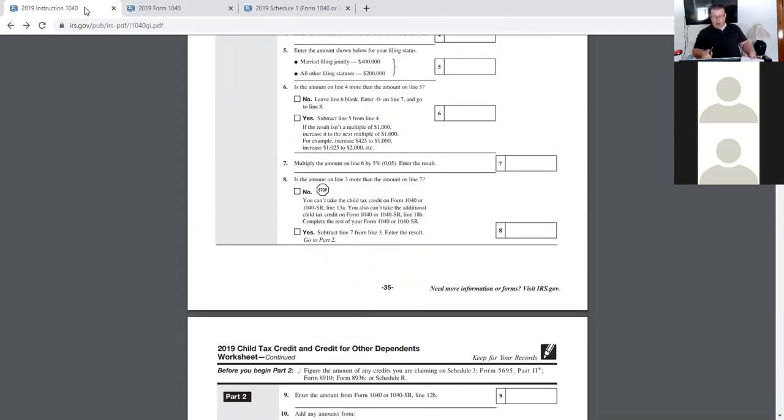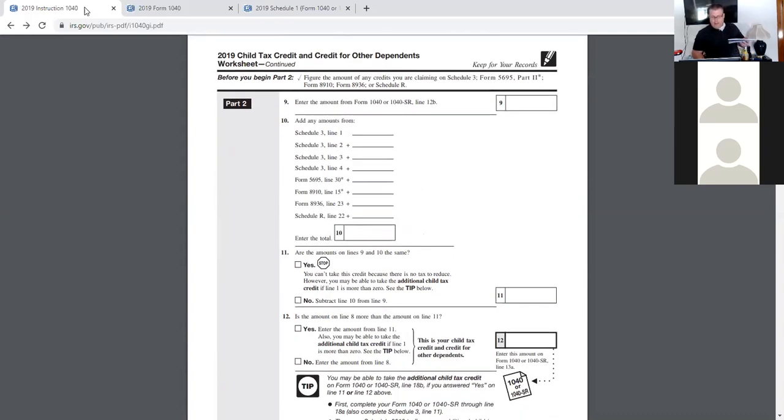Is the amount on line 3, which we had $6,000, more than the amount on line 7, where we had 0? Yes. So now it says if yes, subtract line 7 from line 3. That's pretty easy again. For line 8, 6,000 minus 0 is 6,000. So we're going to subtract 6,000 there. And then go on to part 2.